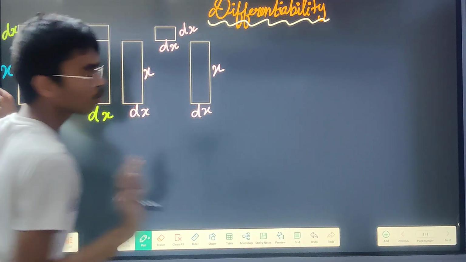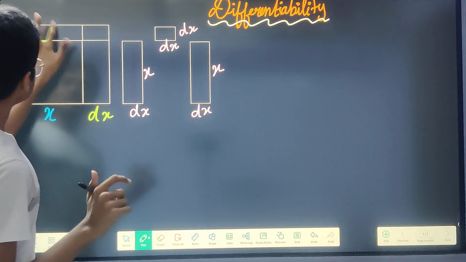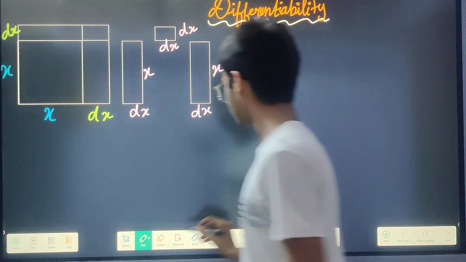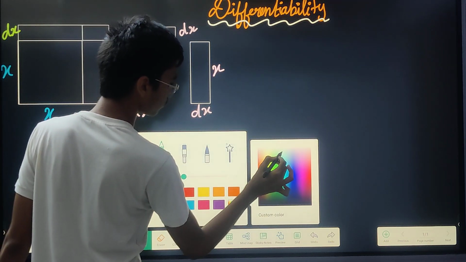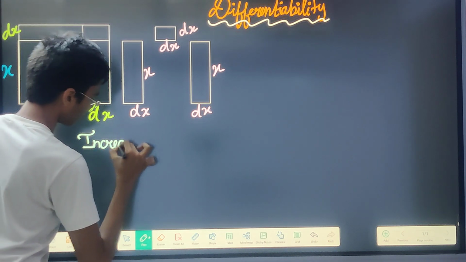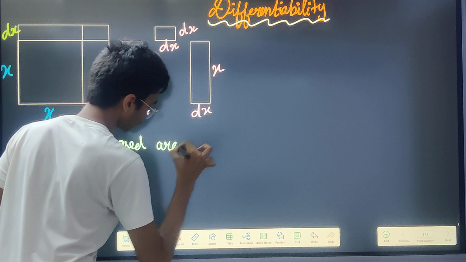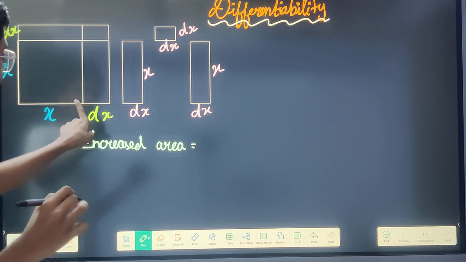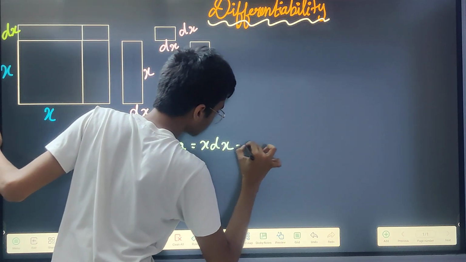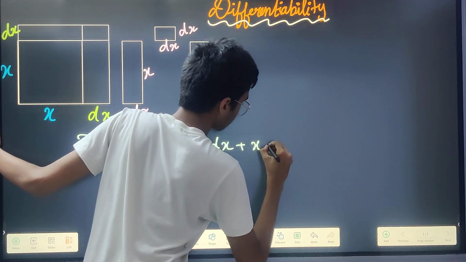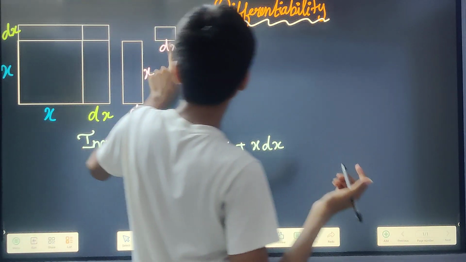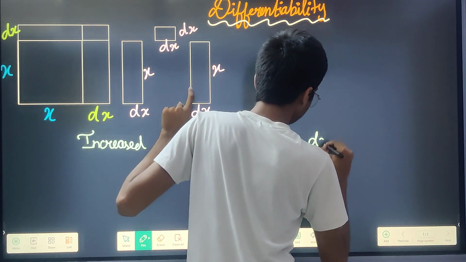Now what do I want? I want the increased area, that means this area. So what can I do? I can calculate this one's area, this one's area, this one's area, and add them. So the increased area is equal to, you multiply this into this one, which is x dx, plus again this into this, x dx, which is the formula for the area of a rectangle. Here also this into this, which is going to be dx square.